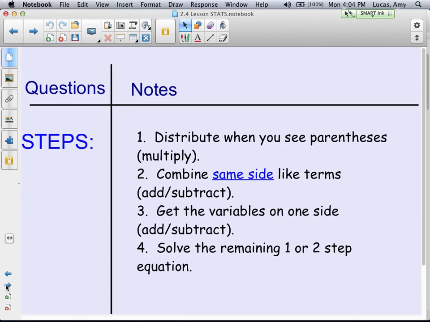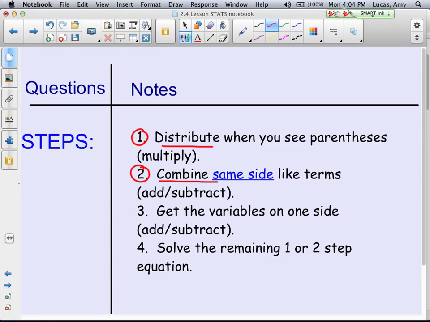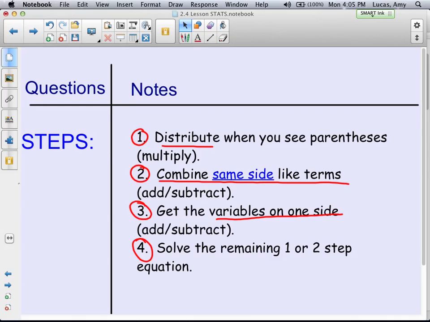So the new steps here. First step, distribute when you see parentheses. Second step, combine same side like terms. Then the third step is to get your variables on one side. And then it's going to look on the fourth step like something that you've worked with before in one of the first sections in this chapter. It'll be your 1 or 2 step equation. Each equation is a little bit different, and you'll see that on the following examples.